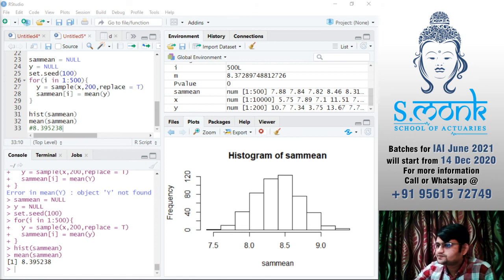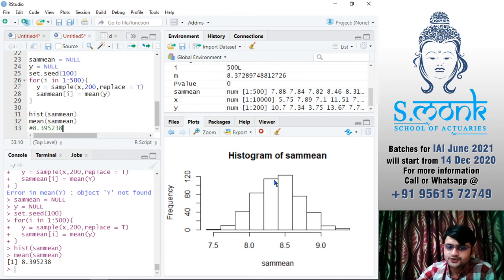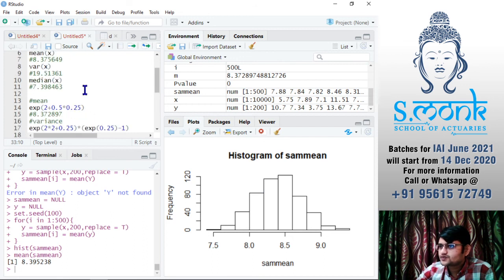Okay, so this is how you will comment that on average the mean is about 8.39. Most of the data is around that. Your histogram suggests a normal distribution. That means clearly the average value is 8.39. That is what nearly our values are, right?